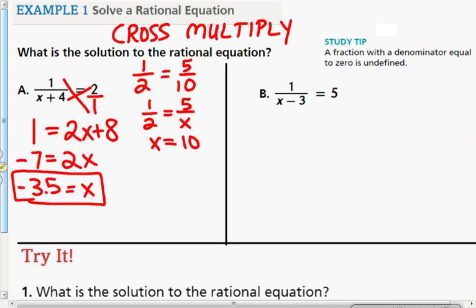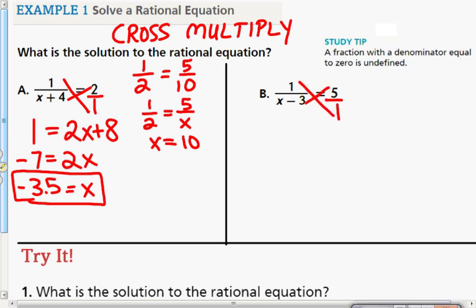If you plug it back in and check it, does it work? Yes, we already checked it ahead of time. We know that's a good answer. So let's go ahead right over to B and put 5 over 1 and cross multiply.